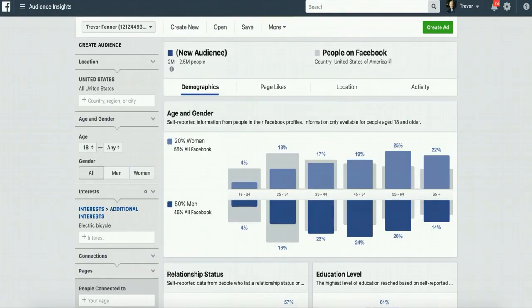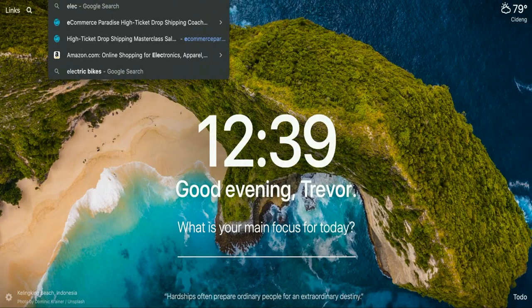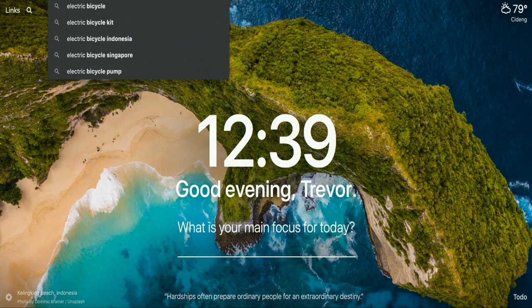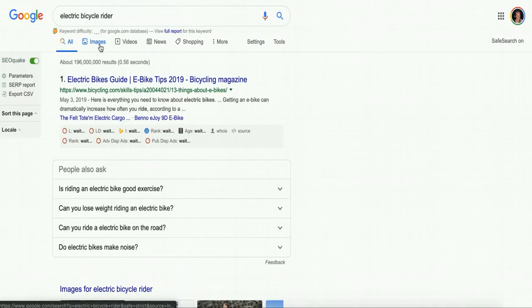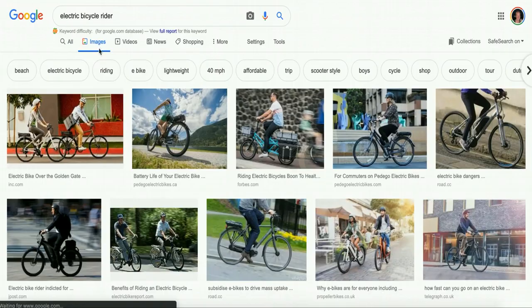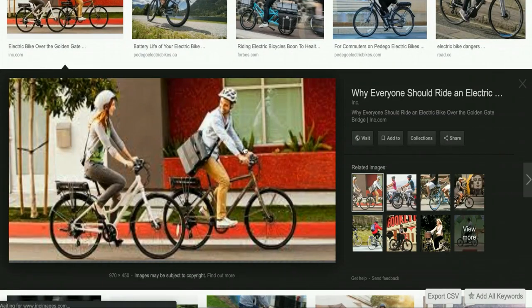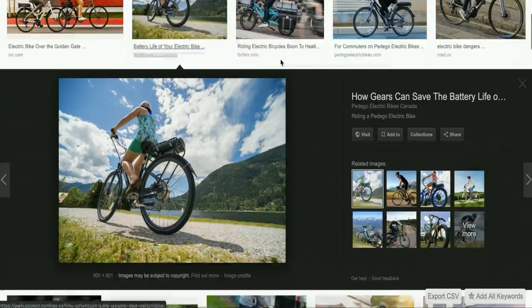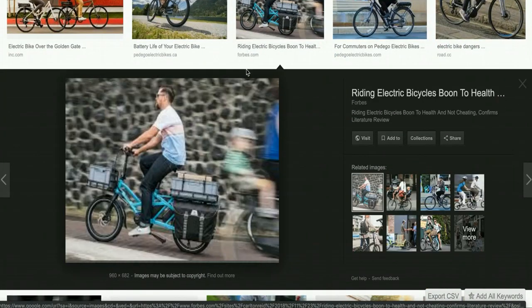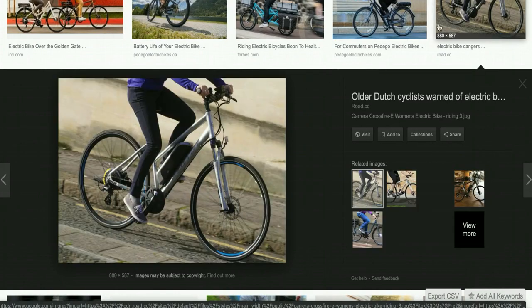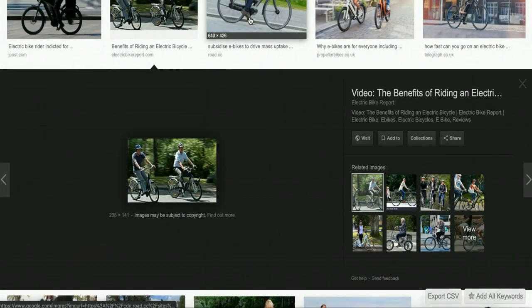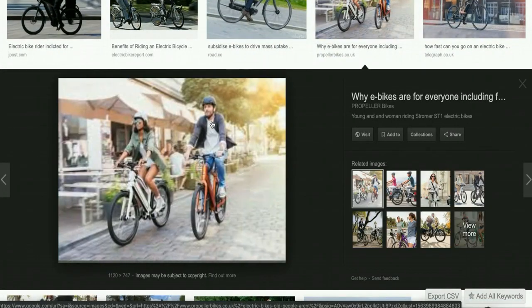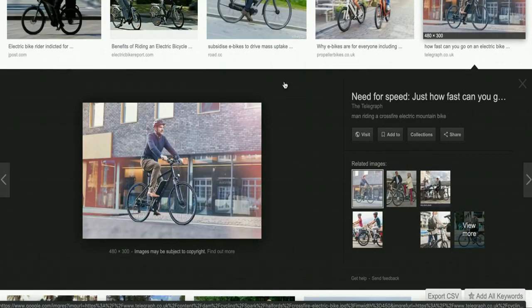And another way you can do it is just by going to Google and searching electric bicycle rider, or the type of person that would be using that product, and just taking a look at images of them. Do these people look like they make more money? Do they look like the upper middle class? Do they look like they're wearing nice clothes, like they own a house? They're definitely working jobs that pay them money, so that's good. They don't look young, they look a bit older.